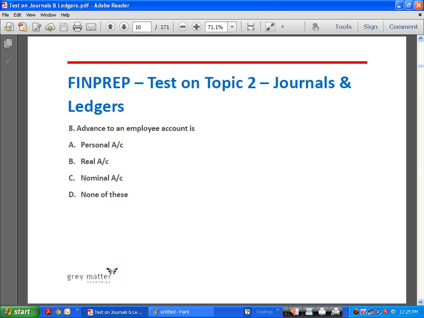Advance to an employee account is again similar to the advance salary that was paid to Shyam. Here again, an advance is paid to an employee before the employee has rendered his services. So it's an asset to the business, and it is a personal account because it represents the employee to whom the money has been advanced.